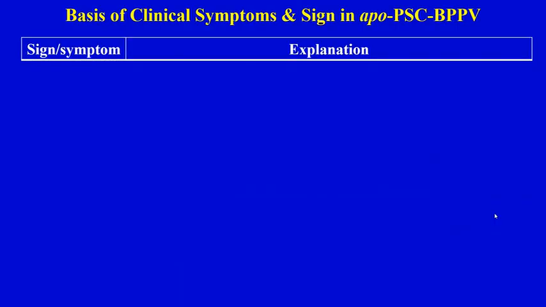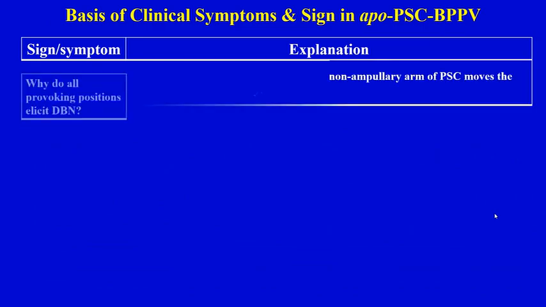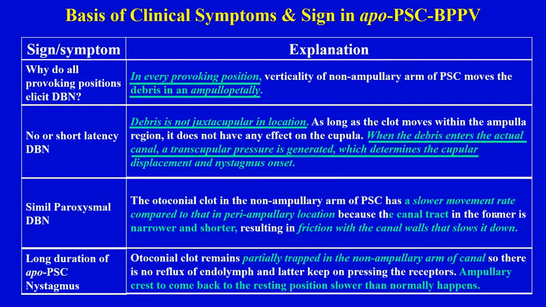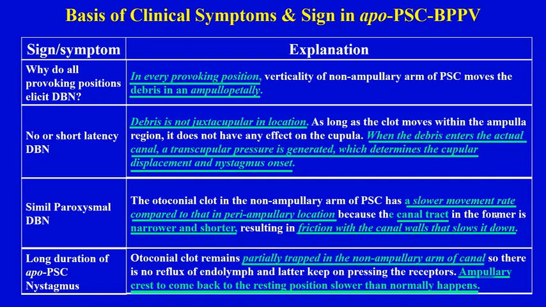So, what is the basis of clinical symptoms and signs in apogeotropic posterior semicircular canal BPPV? Why do all provoking positions elicit downbeat nystagmus? Because in every provoking position, the verticality of the non-ampullary arm of the posterior semicircular canal moves the debris in an ampullopetal direction. No or short latency of downbeat nystagmus: the debris is not juxtacupular in location. As long as the clot moves within the ampulla region, it does not have any significant effect on the cupula. When the debris enters the actual canal, a transcupular pressure is generated which determines the cupular displacement and nystagmus onset.